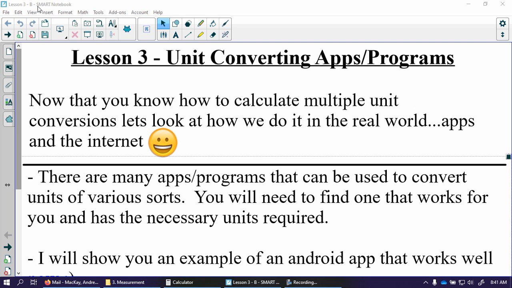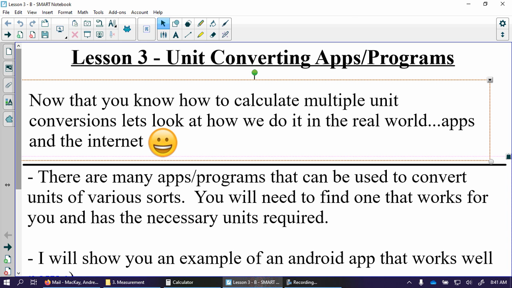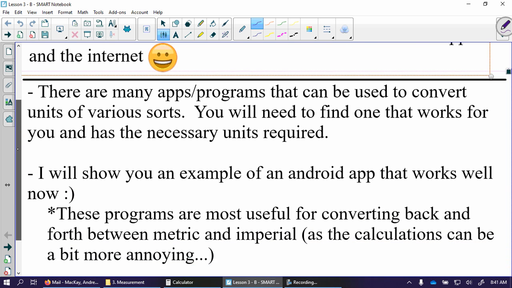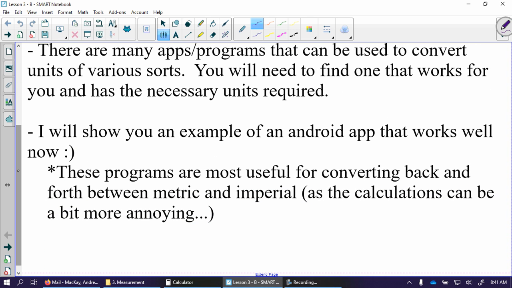I mentioned it yesterday. So today there's kind of two things that we need to be able to do. The first one is look at the unit converting app that I asked you to download. Any one of them will work. This set of notes says they'll show you the Android app. I have an iPhone, so there's not really a whole lot to show. If you don't have a phone, you can use a computer. If you type unit conversion on Google, everything will work.